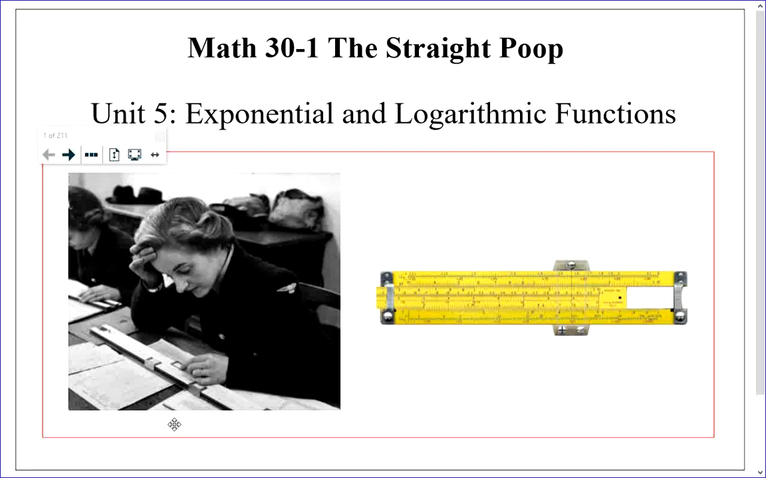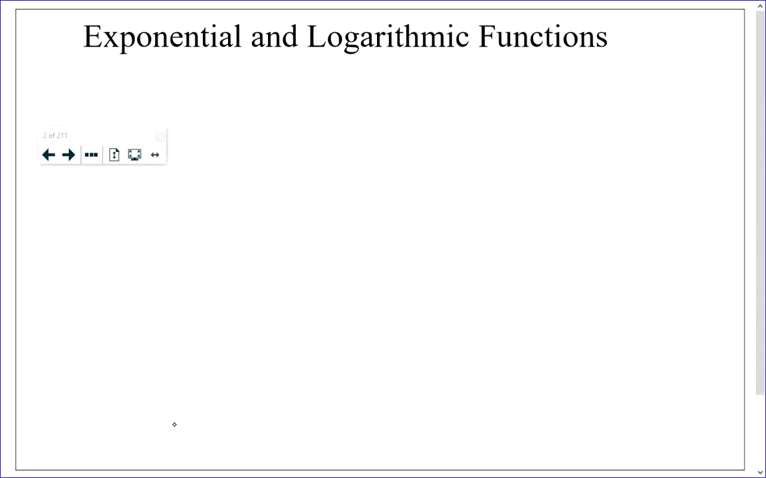And I'm not going to be really writing anything down here. I'm just going to go through, and you can add notes if you wish to. This unit deals with exponential and logarithmic functions and equations.